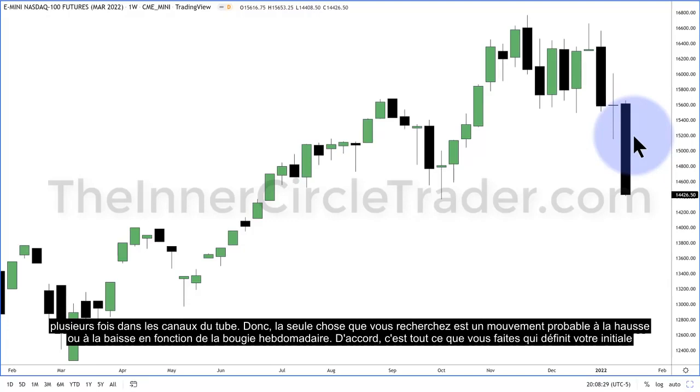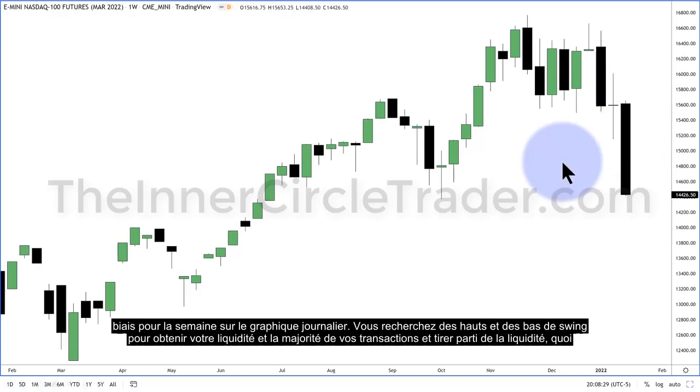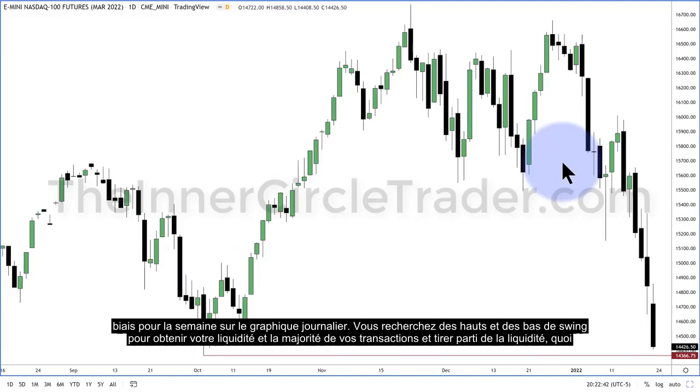So the only thing you're looking for is a likely movement higher or lower based on the weekly candle. Okay, that's all you're doing. That sets your initial bias for the week. On the daily chart, you're looking for swing highs and swing lows to get your liquidity. And the majority of your trading and the draw on liquidity, what makes the market go higher or lower, is predominantly found on this time frame.